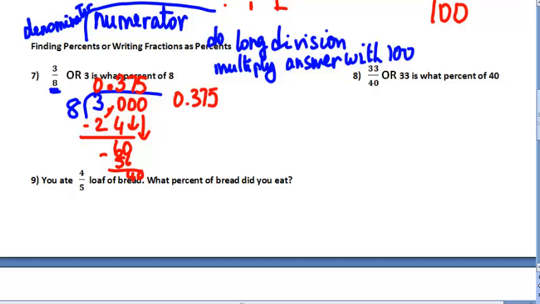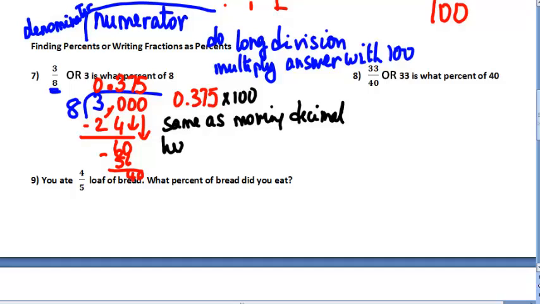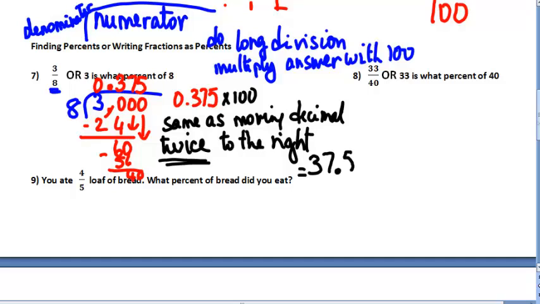And remember, this is a decimal, and in order for me to make it into a percent, I have to multiply it by 100, which is the same as moving the decimal twice, because 100 has 2 zeros. So moving the decimal twice to the right, and I end up with my answer as 37.5%. Okay, right, let's try one last.